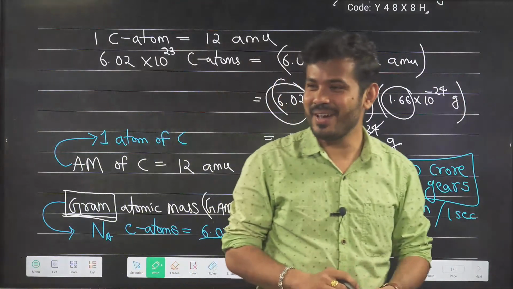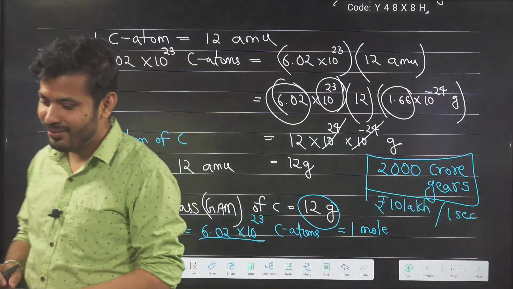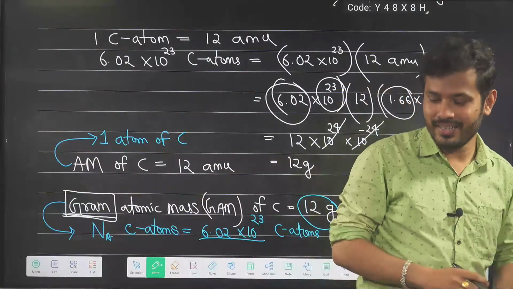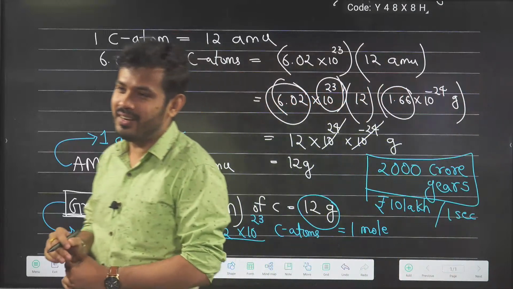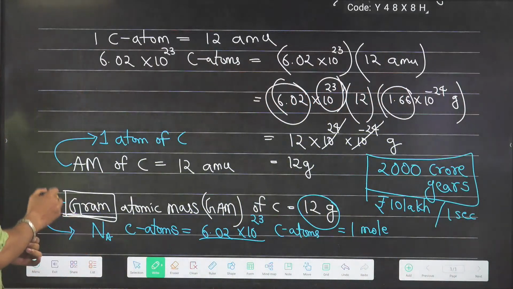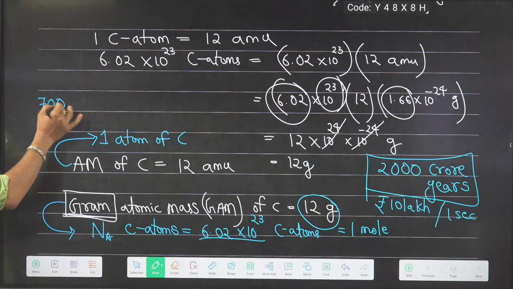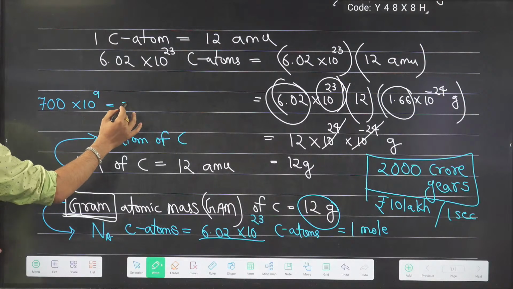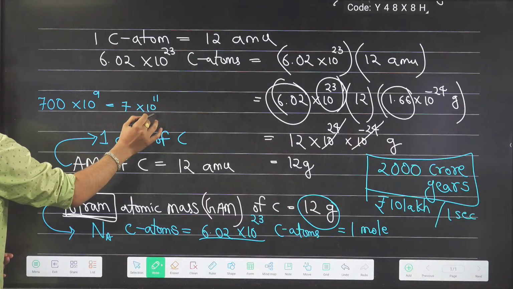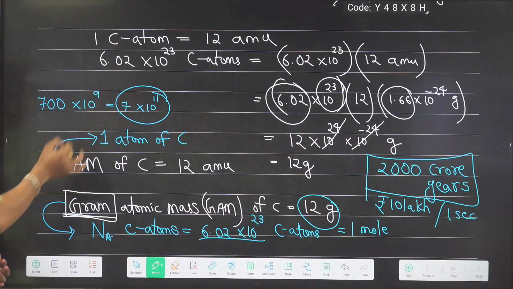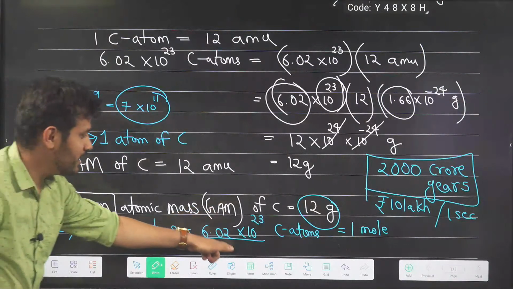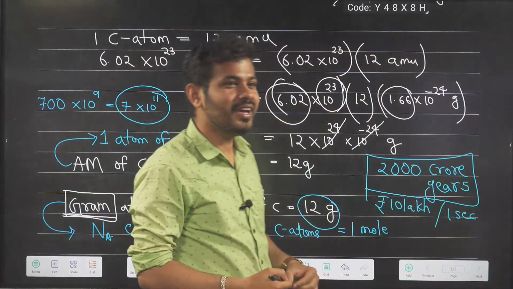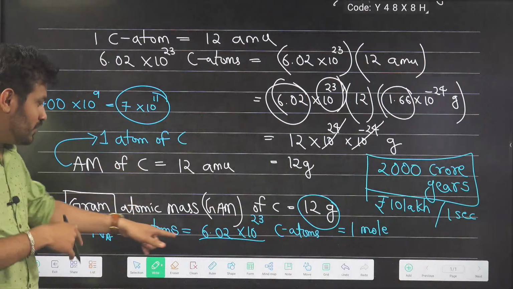Very good. If I talk about the world's population, it is somewhere around 700 billion. Billion means 10 to the power of 9. So overall I can say 7 into 10 to the power of 11. Still here 10 to the power of 11 is there, but this number contains 10 to the power of 23. You can never imagine how huge this number is.